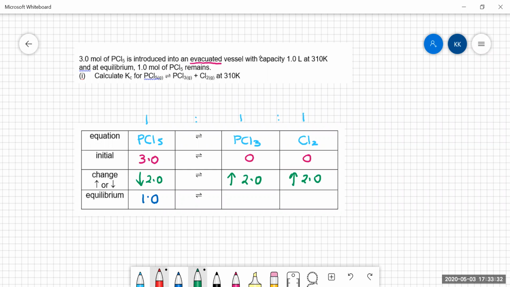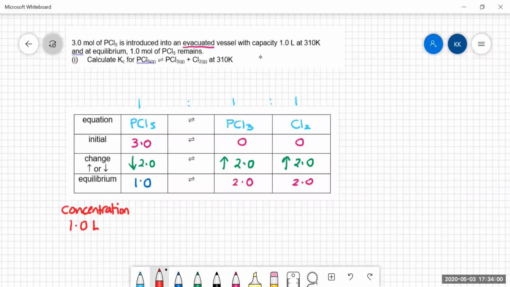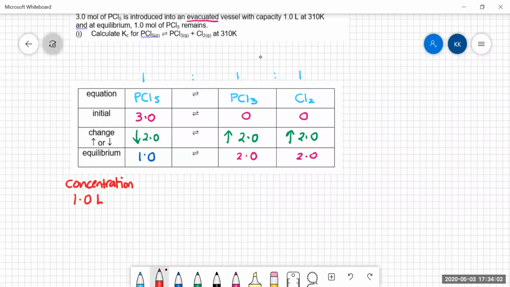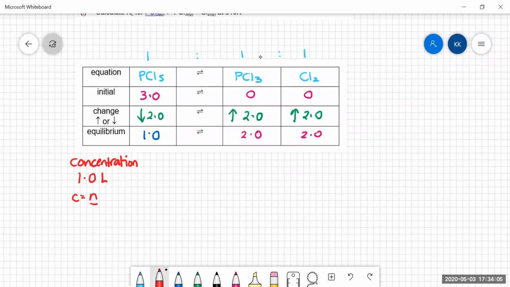And that means our concentrations, or sorry, our moles, not our concentrations. At equilibrium, our moles will be 2 and 2. We now have to remember the concentrations. So looking back at the question, it was a 1.0 litre vessel. So that makes our situation nice and easy, because if we're doing concentration as moles over volume, we're just dividing by 1. So our concentrations are 1.0, 2.0 and 2.0.